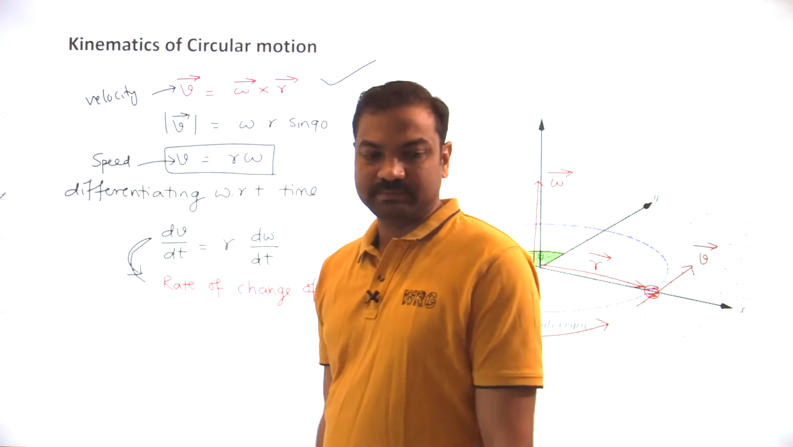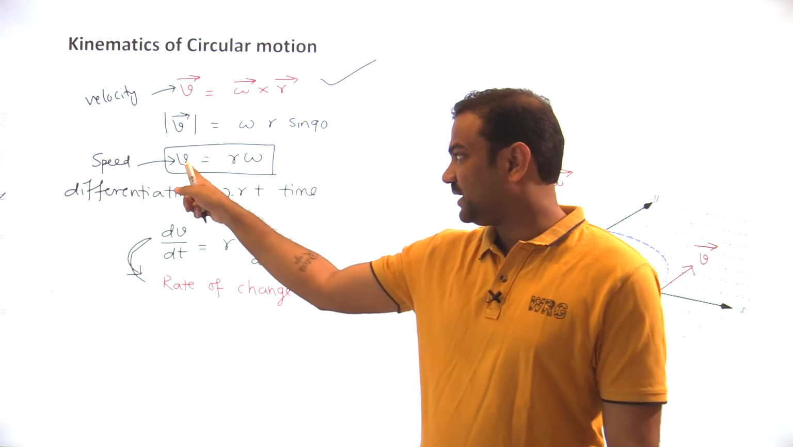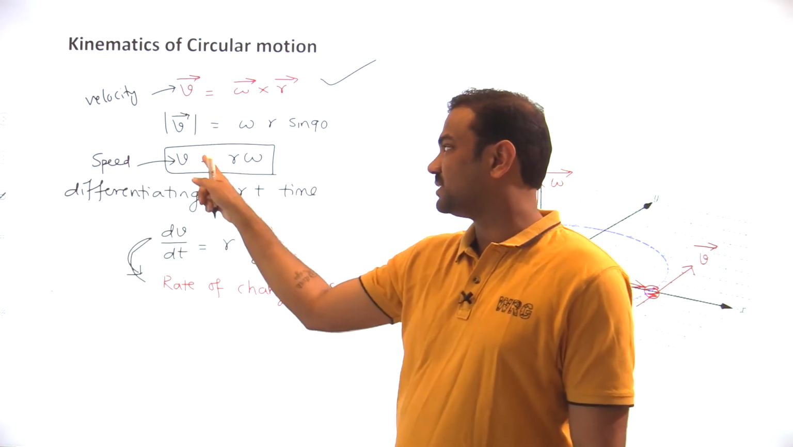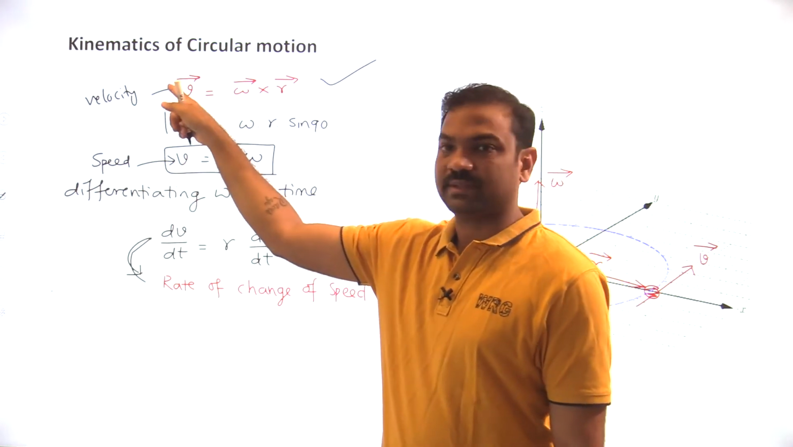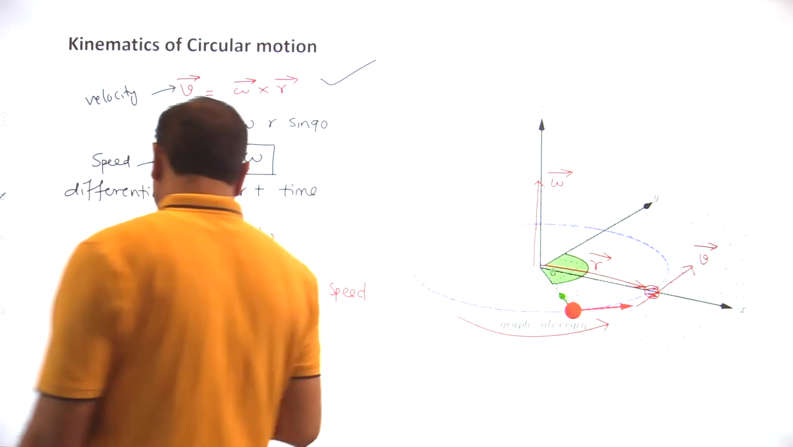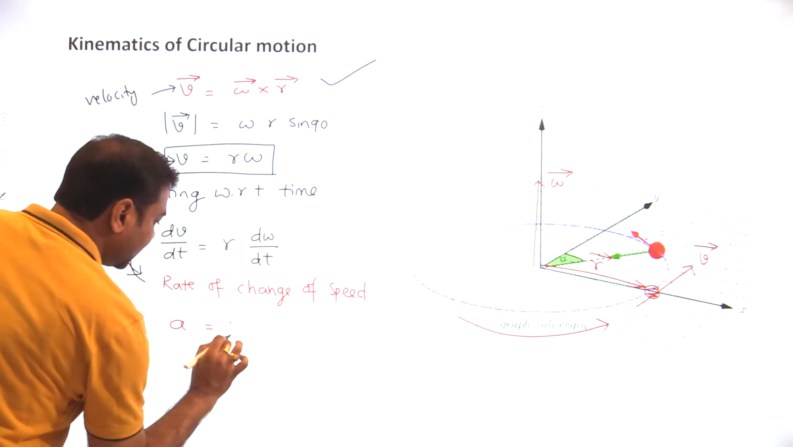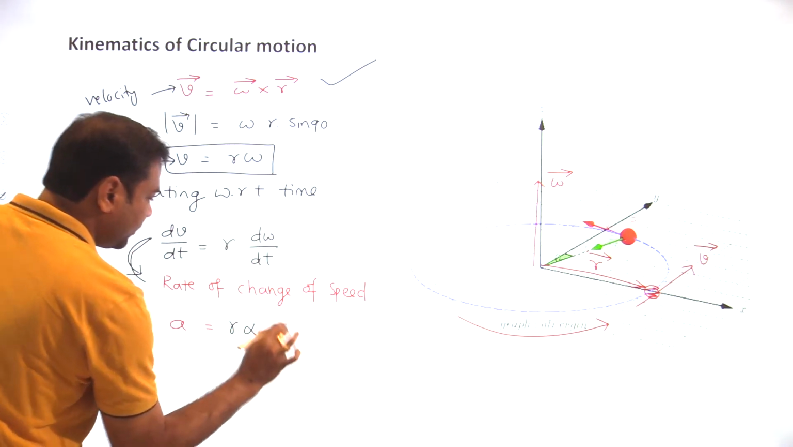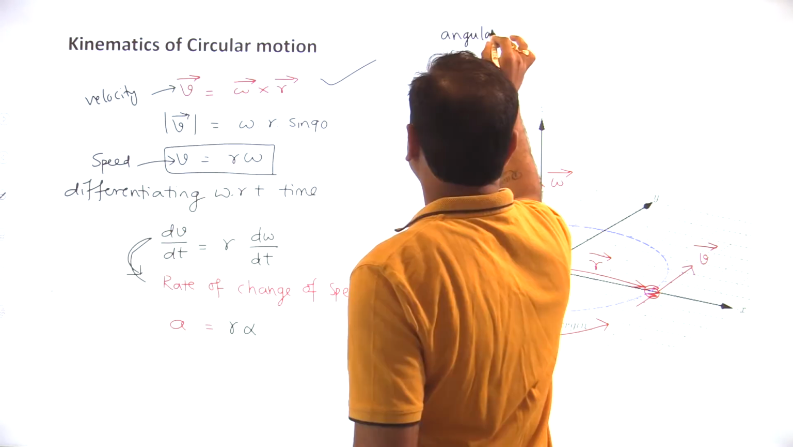v bar is the velocity. Now this is the rate of change of speed. v is the speed. Try to understand the difference. This is only magnitude; this is the vector. So this is the rate of change of speed, and that also we write as a. So r into d omega by dt, and d omega by dt is nothing but alpha.